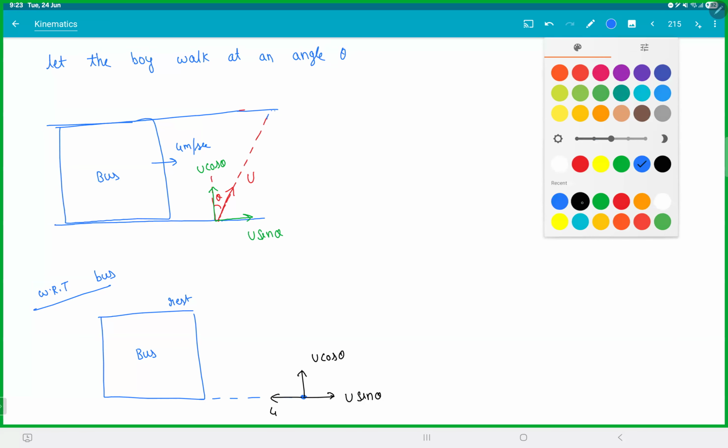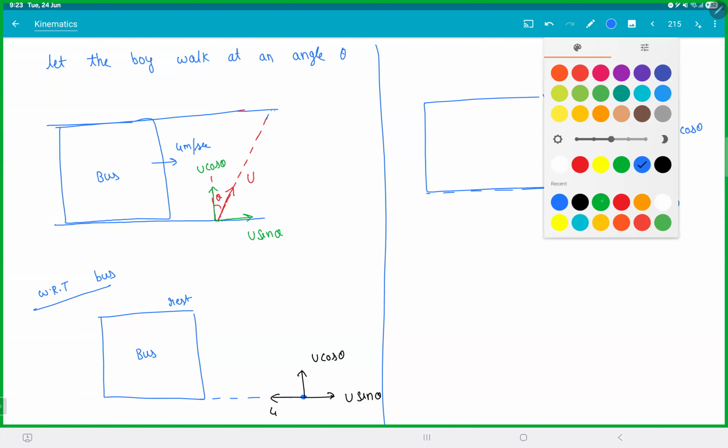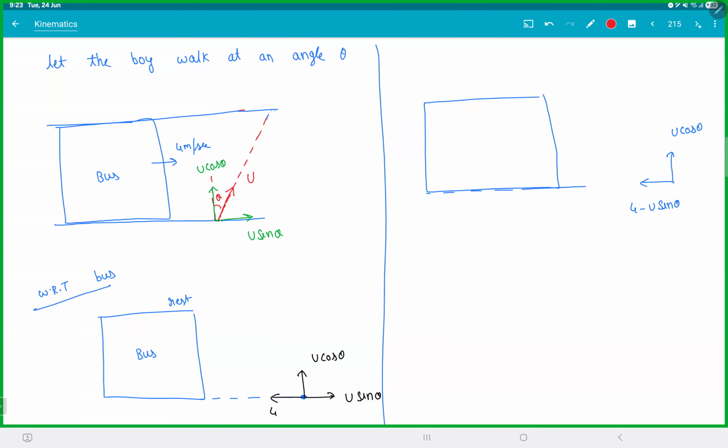Now let's see what happens. If you take the bus, this is the position of the boy. If you look at his velocity, in the vertical direction you have u cos theta. In the horizontal direction, you have 4 minus u sin theta. Now look at this. For different values of theta, I get different trajectories. If theta is a big value, then he will go like this. If you increase theta, or for different values of u, you get different positions. So for different u's it will be this, and this. You're getting all these different paths.